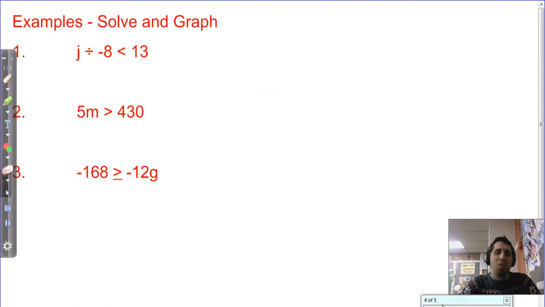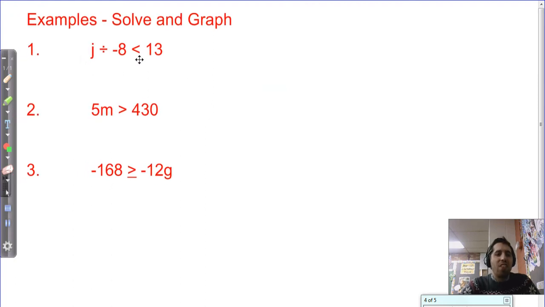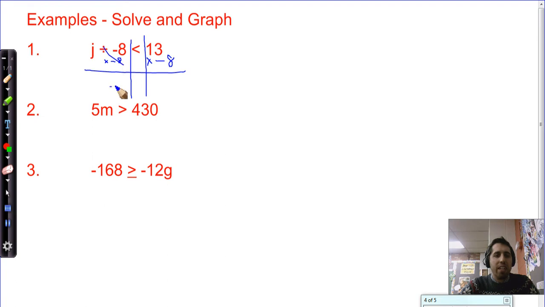Here we go. We're looking at our examples. This is to solve and to graph. So I'm going to think to myself, well, this is exactly the same process almost as solving one-step equations, but it's an inequality. So J is being divided by negative 8. How do I undo division by negative 8? Well, that's by multiplying by negative 8. So this will cancel over here.